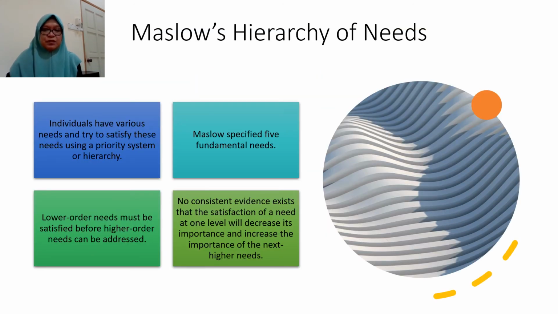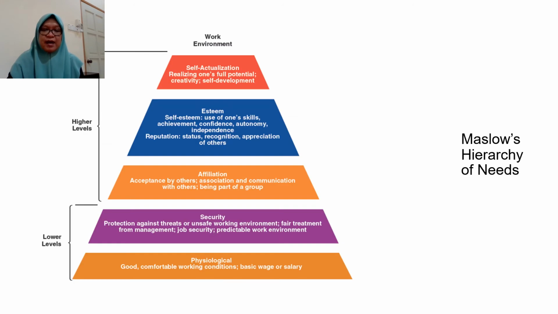Next we go to Maslow's hierarchy of needs. Individuals have various needs and try to satisfy these needs using a priority system or hierarchy. Maslow specified 5 fundamental needs, basic needs that individuals have to fulfill in the form of a hierarchy. So we have the lower order needs, which must be satisfied before higher order needs can be addressed. Let's see the hierarchy.